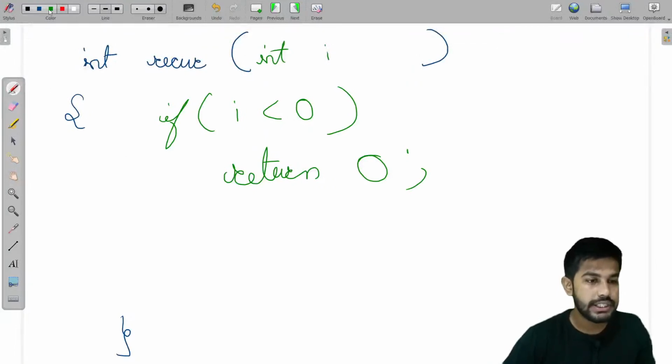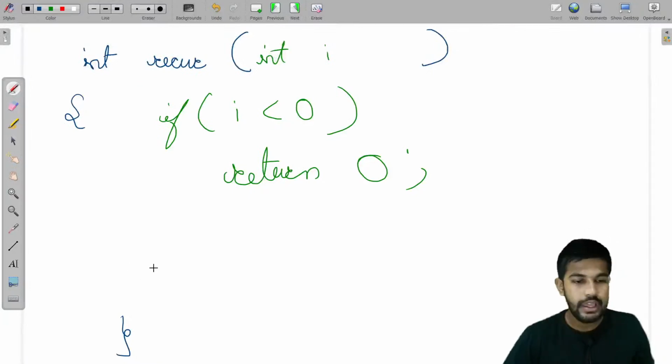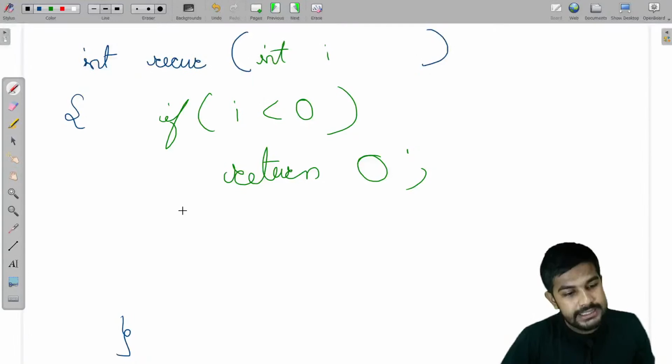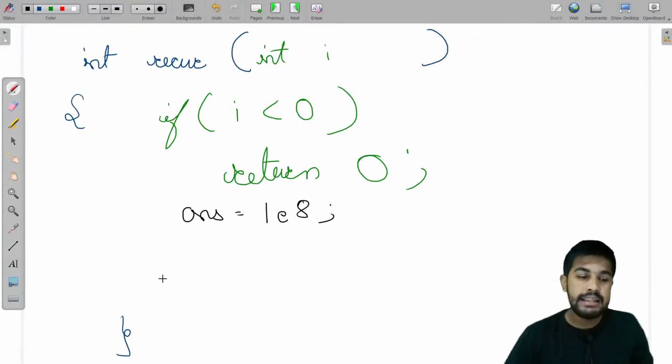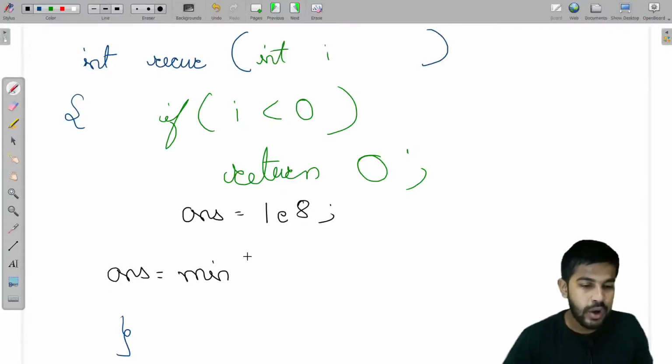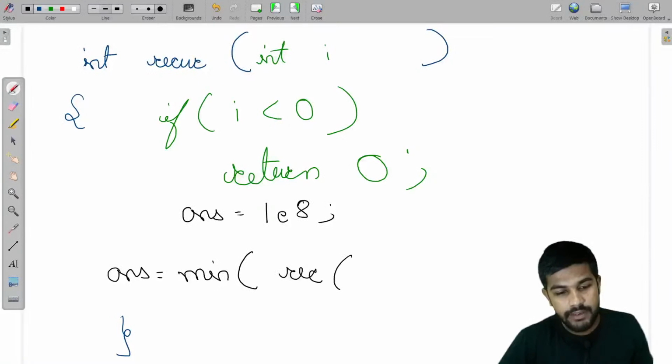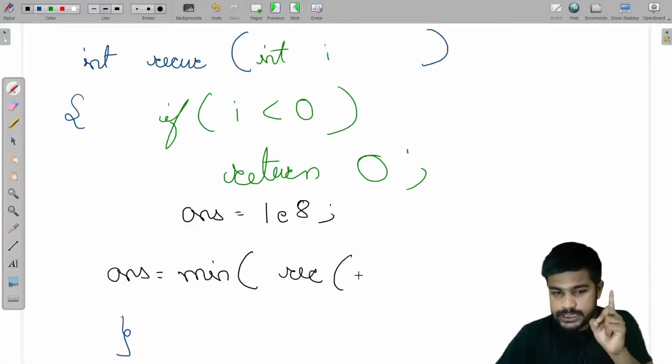Now the transition case. What would be the transition case? I would be initializing a variable known as answer with a value of 10 to the power 8 itself. And then what we would be doing is answer is equal to min of recursion of, if we take one step, i minus 1.